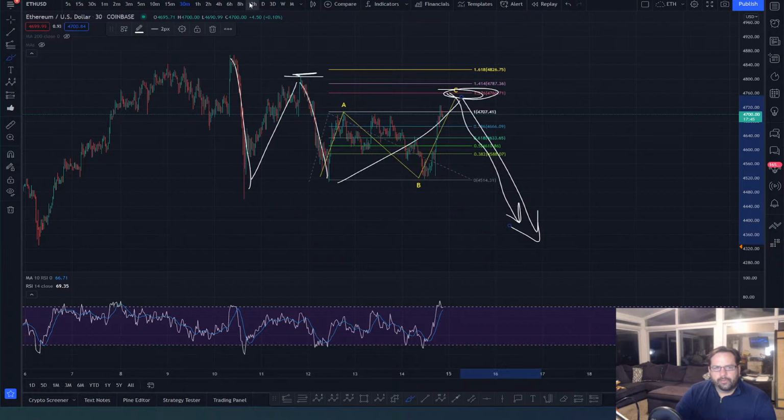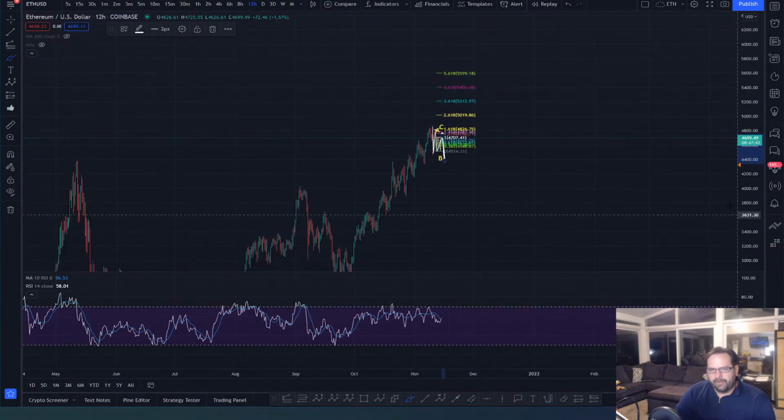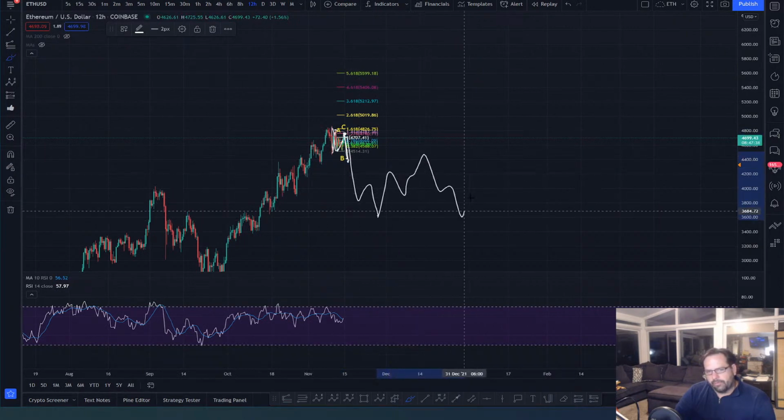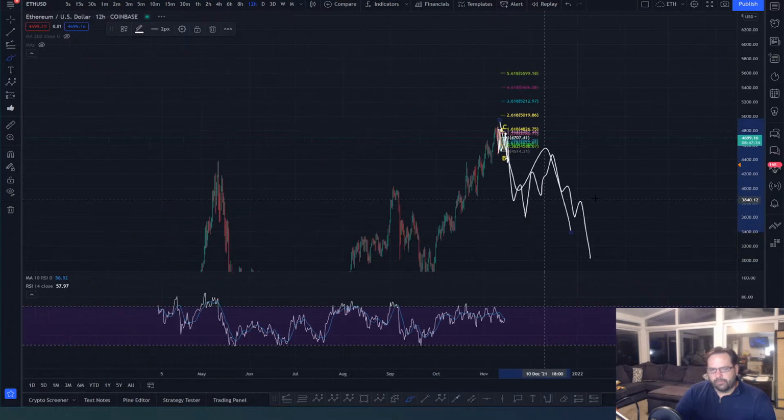Okay. Zooming out to look at what that would be on the higher time frame. This would be the beginning of a 5-wave move to the downside. 1 2 3 4 5, 3-wave pullback, 1 2 3 4 5. Some kind of a larger move like that.